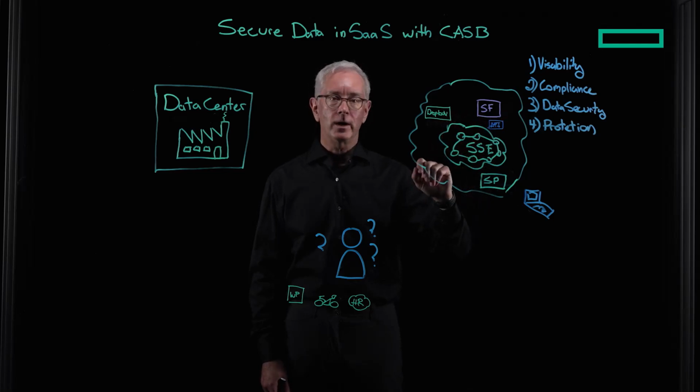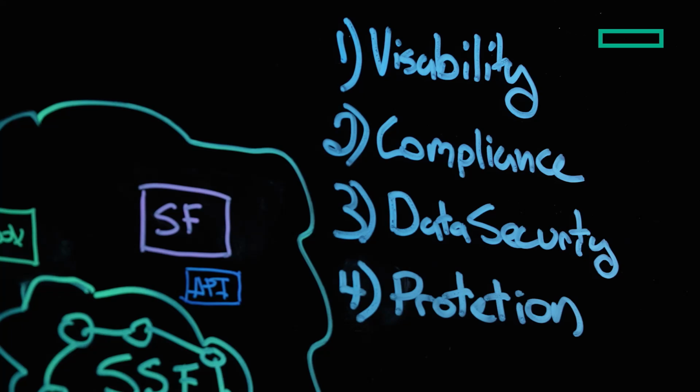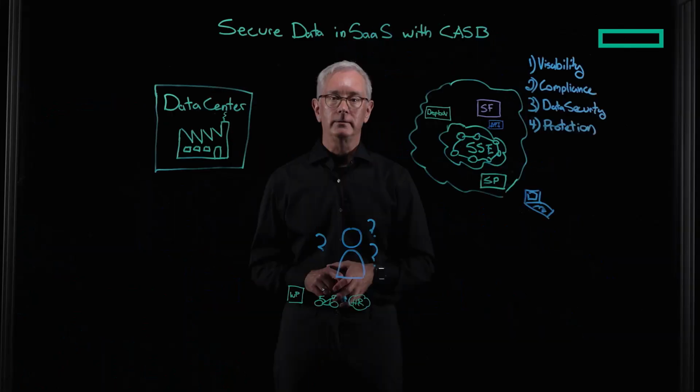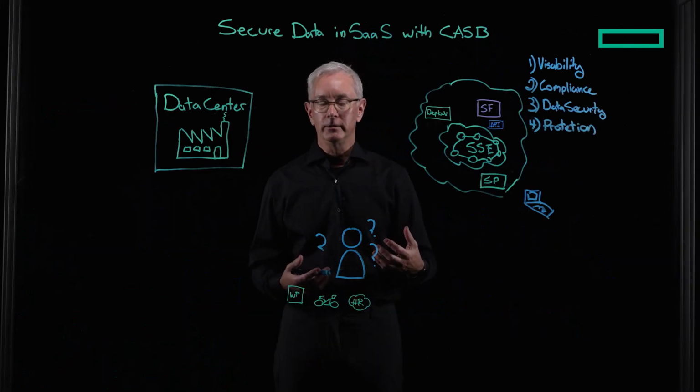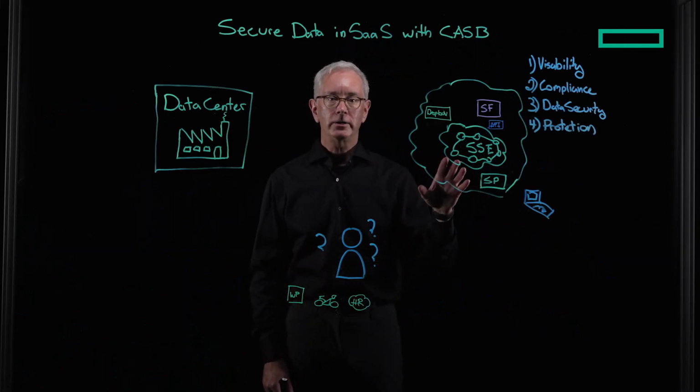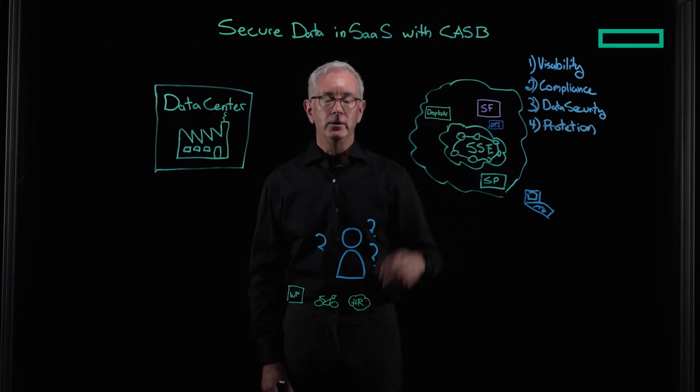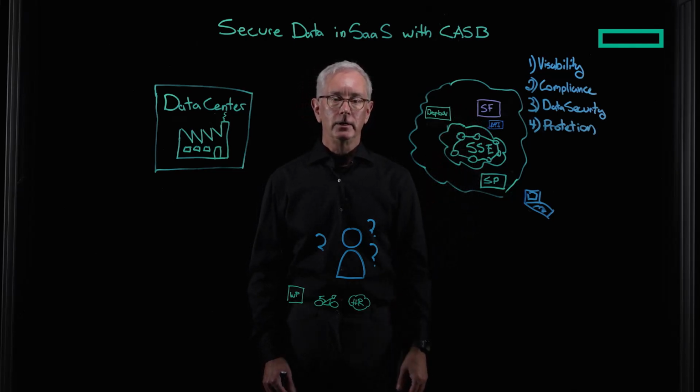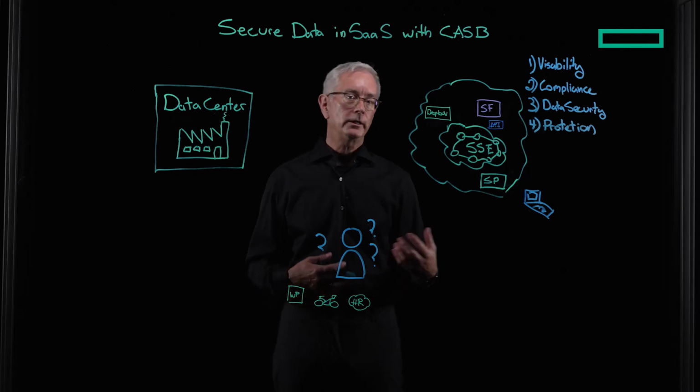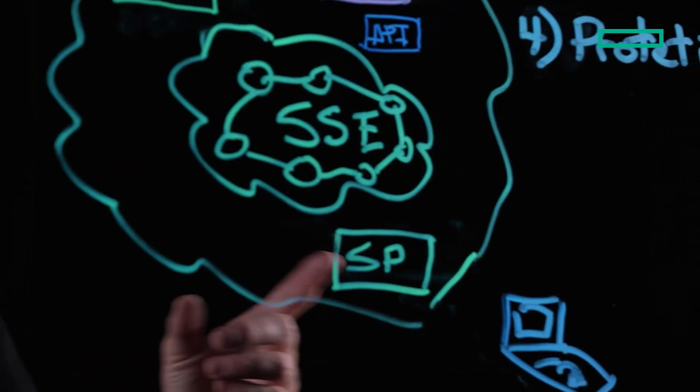There's also the question of data security. Corporations want to keep what is secret resident within their applications. And finally, protection, threat protection. We want to understand if there's malware resident within our applications. So how do we use a CASB? There's really two ways. First of all is inline.